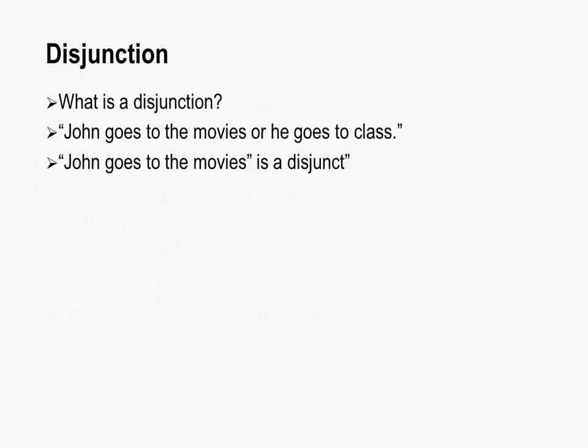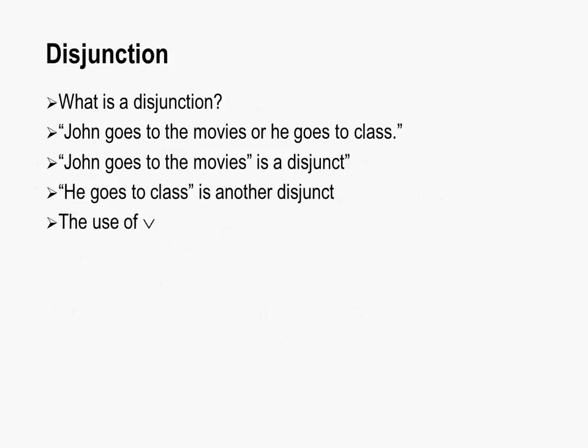And these parts have names. So John goes to the movies is a disjunct. He goes to class is another disjunct. So just like conjunction had two parts, two conjuncts, this one has two parts and they're disjuncts. Okay, so we use the wedge to symbolize the or.